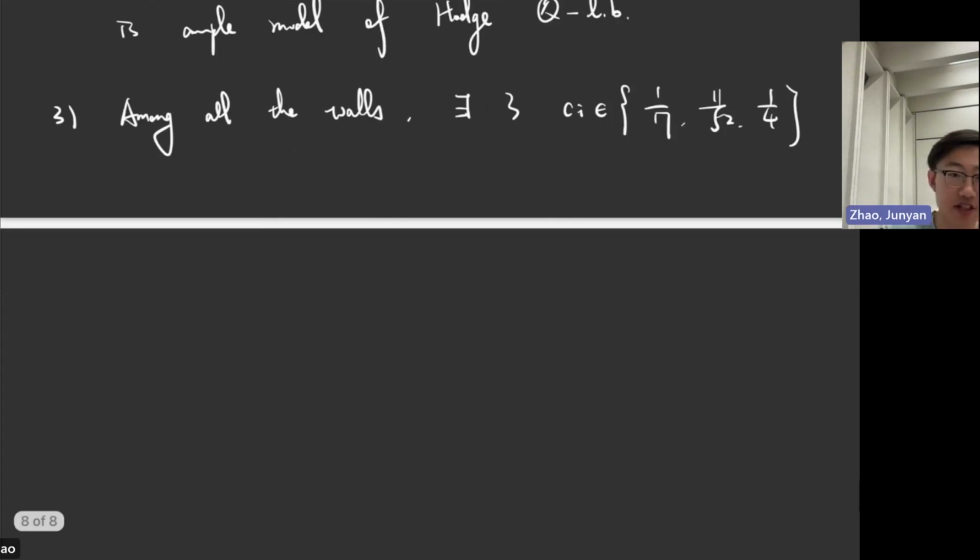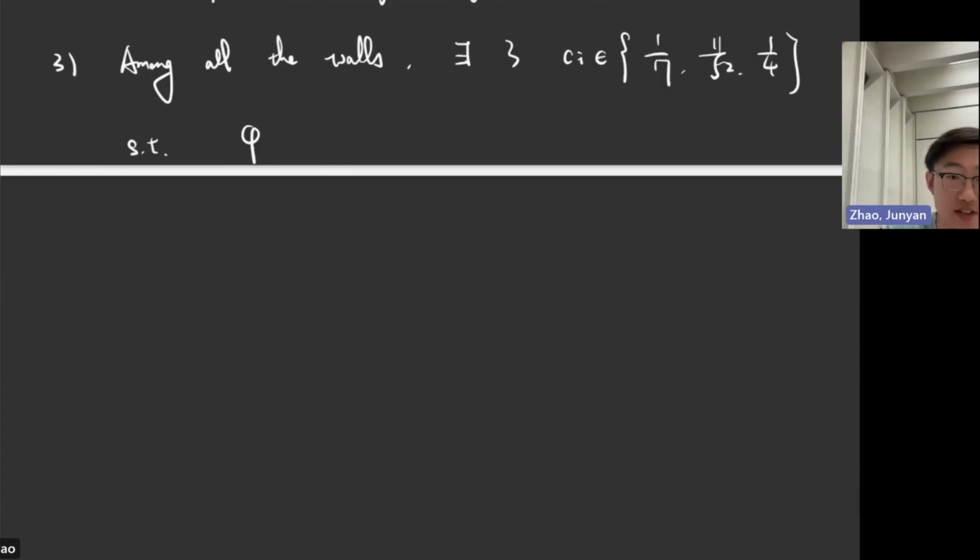It says that among all the walls, there are exactly 3 of them, at some very concrete numbers, such that you get divisorial contractions, meaning that phi_i plus, to keep our notation consistent, is a divisorial contraction.